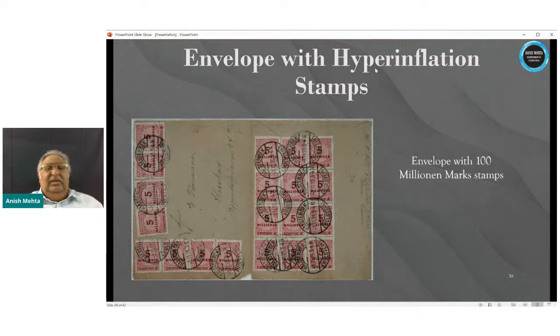Here is something which is very exceptional. When there is a hyperinflation situation, even the stamps have to be of a higher denomination. Here you find a German envelope actually being posted with German stamps. You have something like about 20 stamps. Each stamp is 5 million marks. So this particular envelope has stamps of equivalent value of 100 million marks.